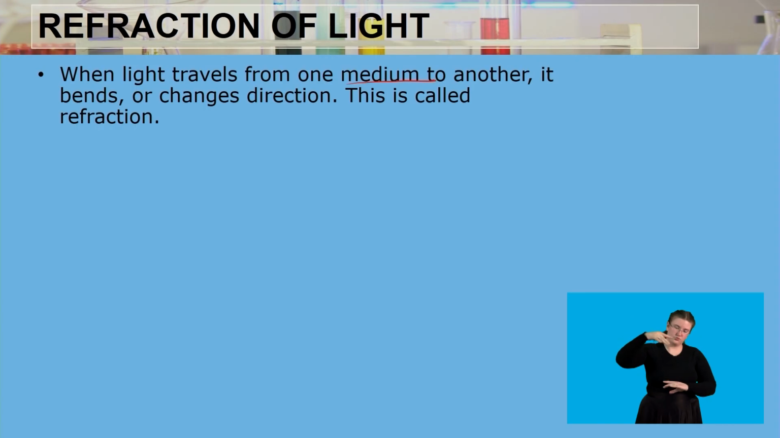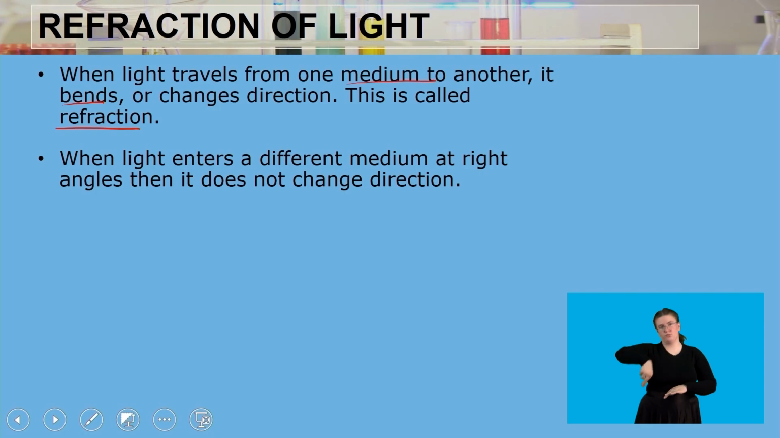When light travels from one medium to another, it bends. So if light moves from one medium to another medium, it is going to bend. Now this bending of light is called refraction. So the bending of light is referred to as refraction. This light can either bend or change direction, and that bending of light or the changing of direction is called refraction.